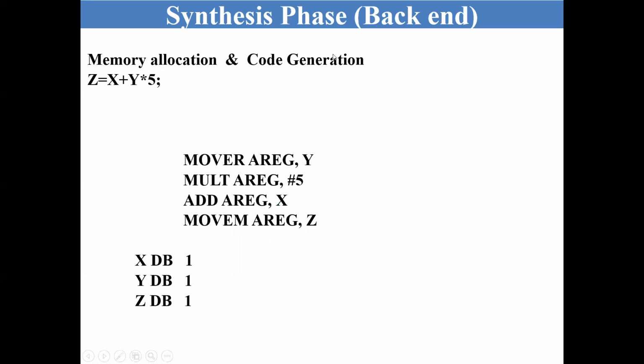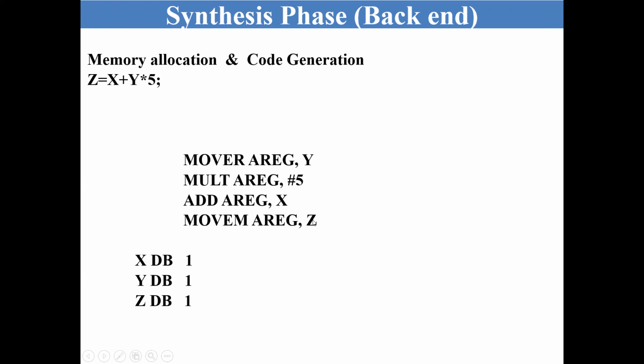And finally, that is the synthesis phase. So that is memory allocation and code generation. So Z is equal to X plus Y into 5. So simple. First of all, move to the register: MOV A register comma Y, means Y value you have to store into the register because first of all we are doing this multiplication operation. Then multiply A register with this 5. 5 is a constant. Then add A register comma X, add with this X, and then move A register to the Z. Very simple to write the code. Move all the contents from A register to Z.